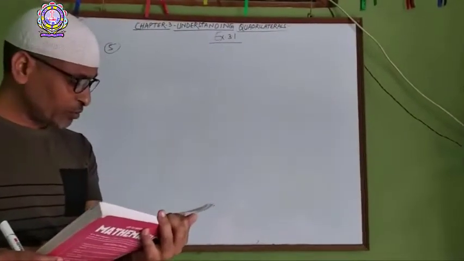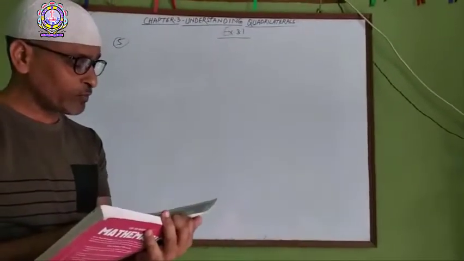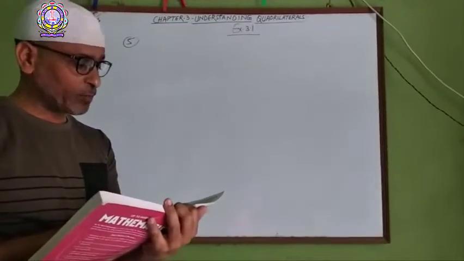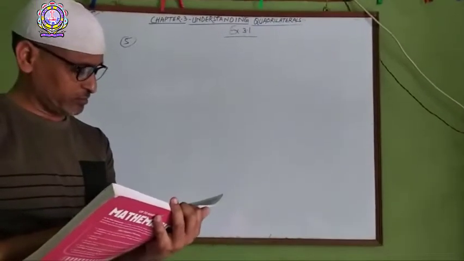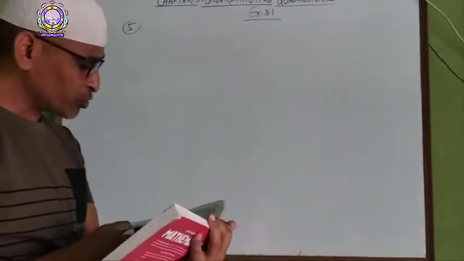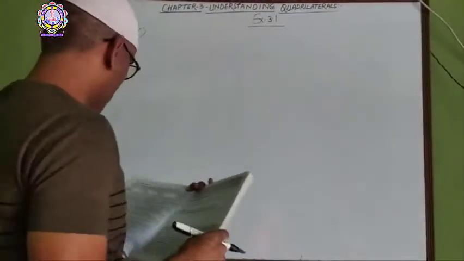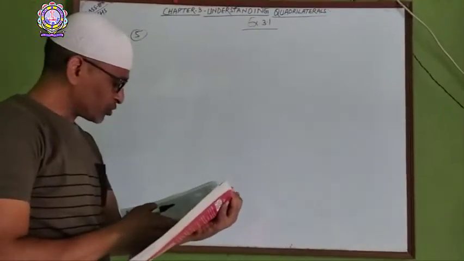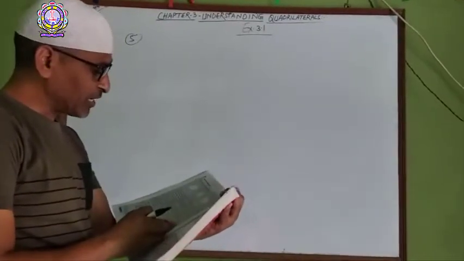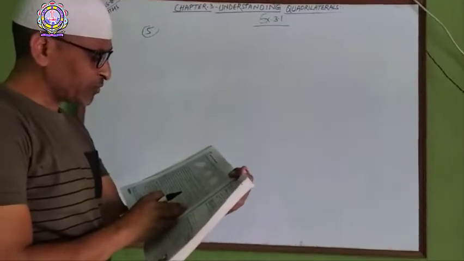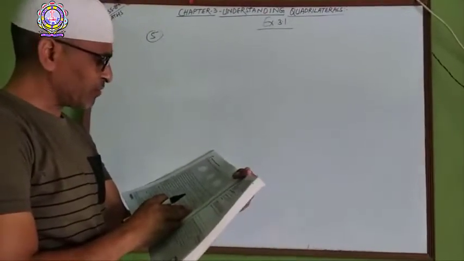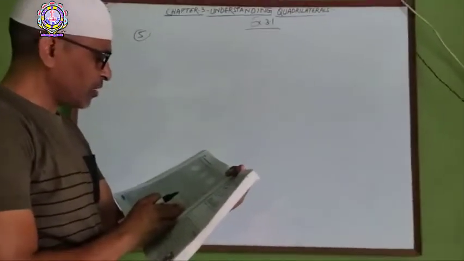In our last video, we were solving exercise 3.1, and we have done up to question 4. Now we will solve question 5. What is question 5? Calculate the sum of interior angles of a regular 24-sided polygon and obtain the measure of each interior angle of the polygon.